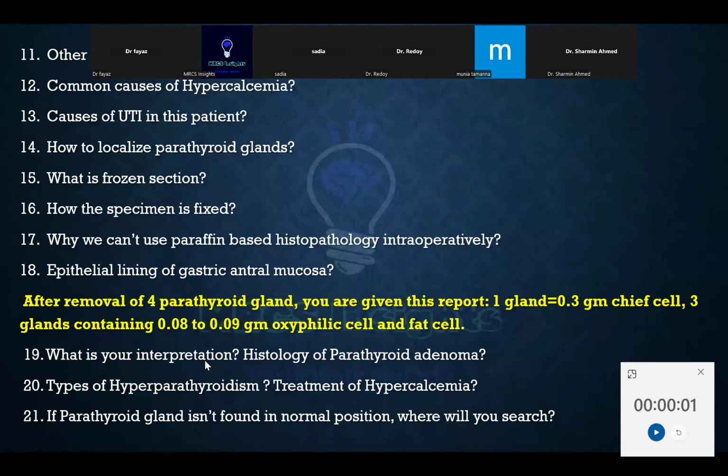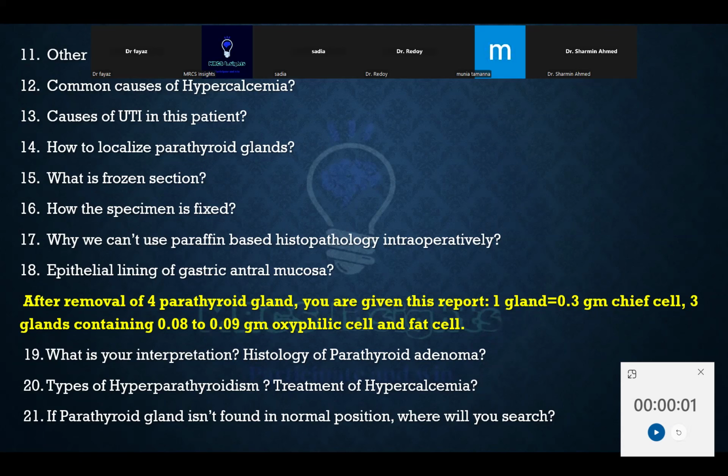Histology containing chief cells and oxyphil cells. Parathyroid adenoma or hyperplasia. Parathyroid adenoma in how many glands? Removal of 4 glands, you are given this report: 1 gland, 0.3 gram, chief cells, 3 glands. Where is much more chief cell? Chief cell. You are given this report: 1 gland, 0.2 gram.